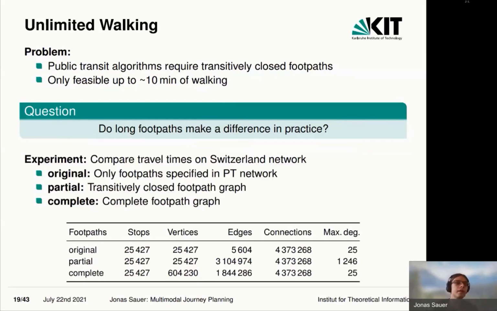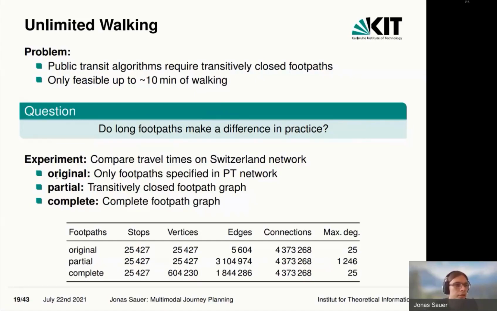And what we do for that is we take the Switzerland network, which interestingly is about as large as the London network in terms of the number of stops and the number of trips, even though geographically, obviously, it's a lot larger. And we compare travel times on that network for different footpath configurations.